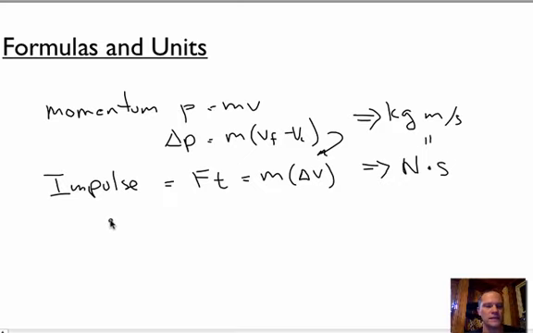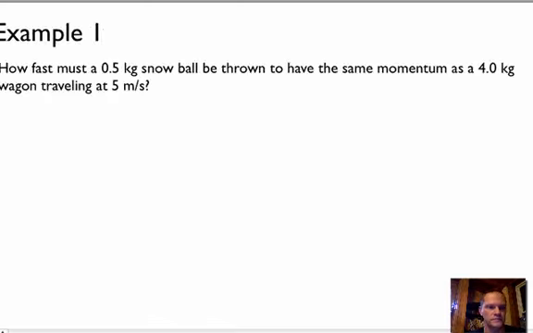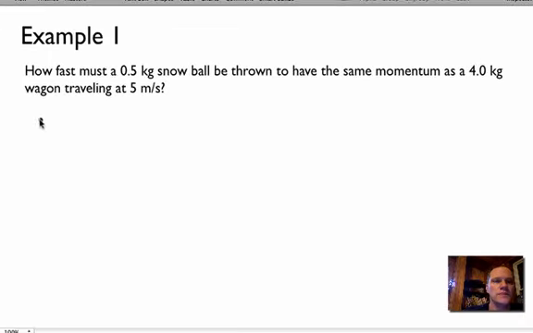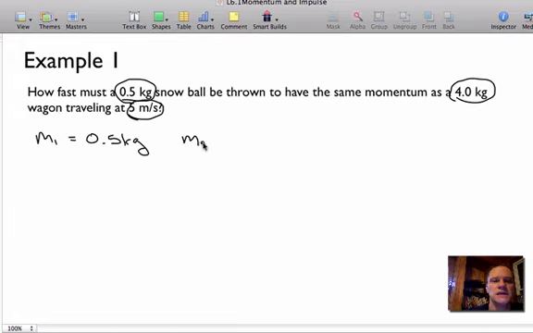So let's take a look at an example. How fast must a 0.5 kilogram snowball be thrown to have the same momentum as a 4 kilogram wagon traveling at 5 meters per second? If we pull out what we know, we have m1 being 0.5 kilograms. It has the same momentum as a second mass of 4 kilograms traveling at a speed of 5 meters per second. We want to find how fast.